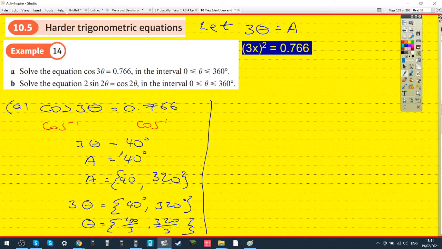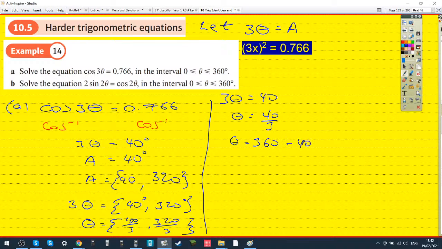Let's try it the other way. 3 theta equals 40, so what's theta? 13.3, yeah, it's 40 over 3. And then how would you get the second answer? 360 minus that. Yeah.